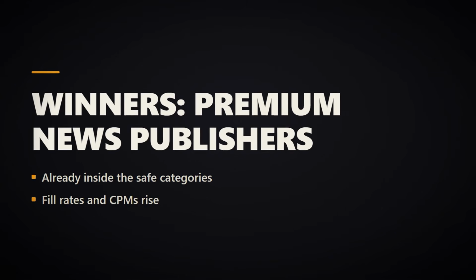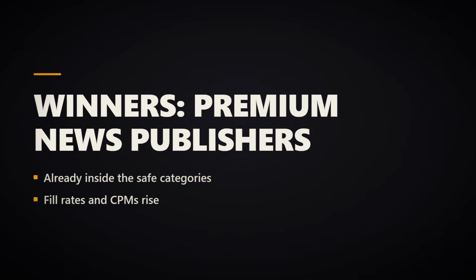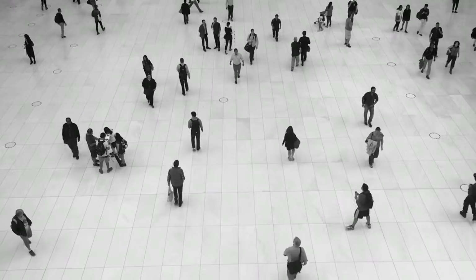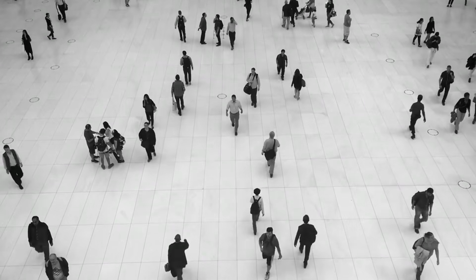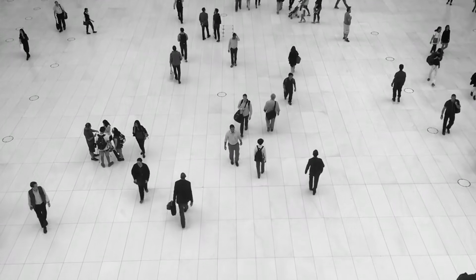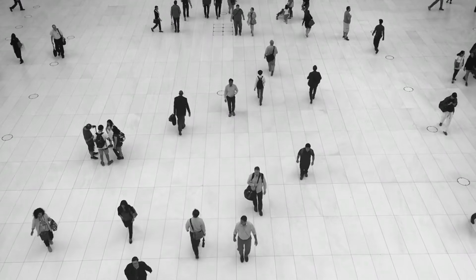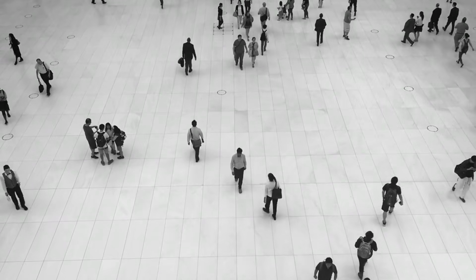Who wins and who loses on the publisher side? Winners: premium news publishers already inside the safe categories. Their inventory just became a larger share of what audience ads can serve. Fill rates rise, and what they get paid per 1,000 impressions rises with them. Losers: mid-tier and independent publishers who sit adjacent to any of the 12 new categories. Their traffic just got harder to monetize on Microsoft. Some of them will not know why their Microsoft side fill dropped for another quarter.